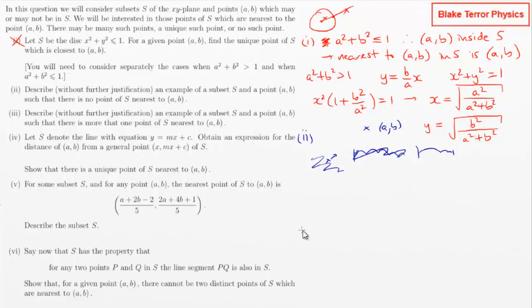So if we had a fuzzy edged disk, say we take the disk that we had in the previous part of the question and we take out the equals bit in the inequality. So we'll have x squared plus y squared is less than 1. So we've got a disk with no defined edge. We can always get closer to 1. And then, how do I want to express this? That's our subset S, and a point AB such that there is no point of S nearest to AB.